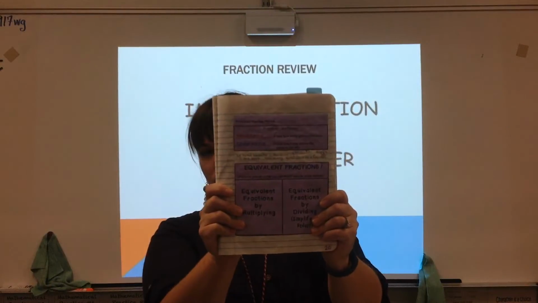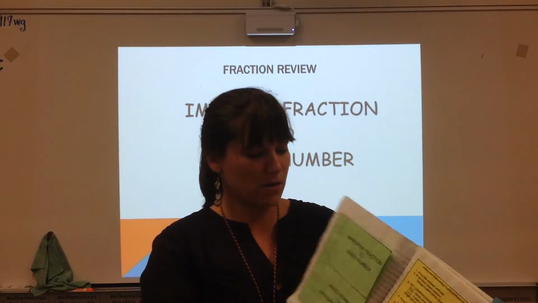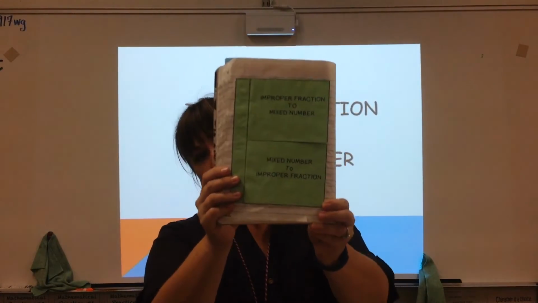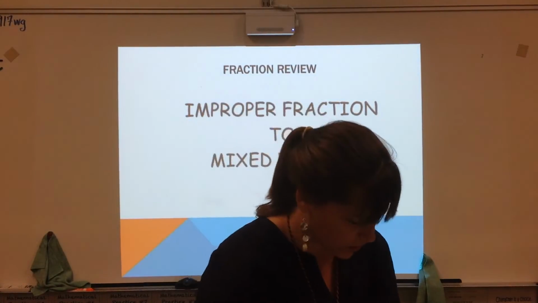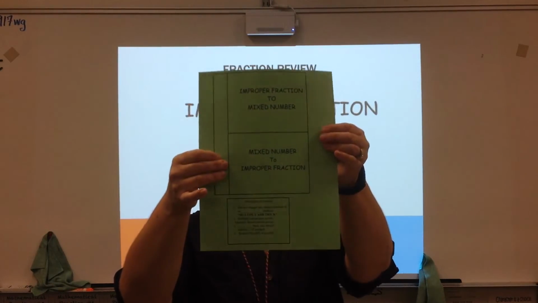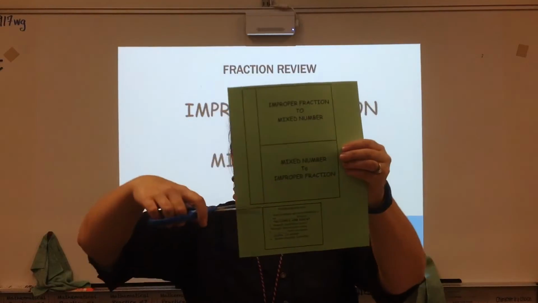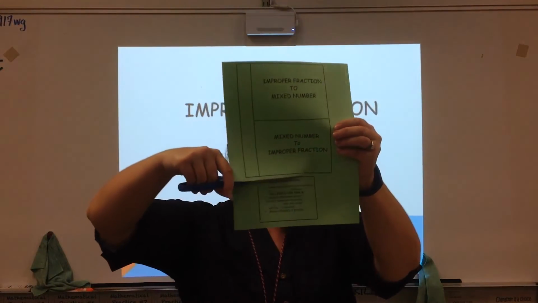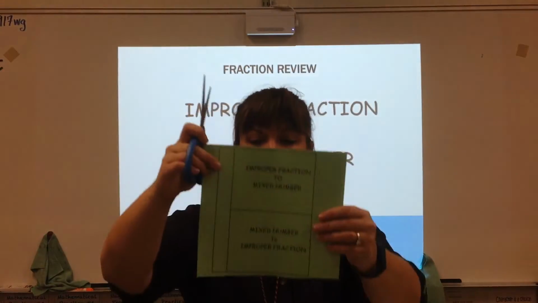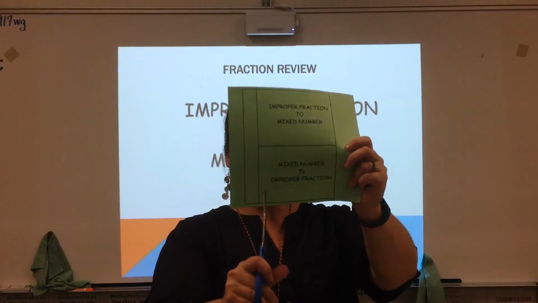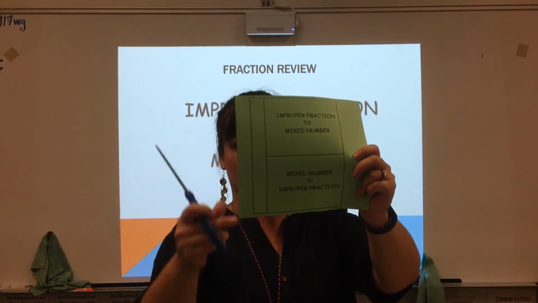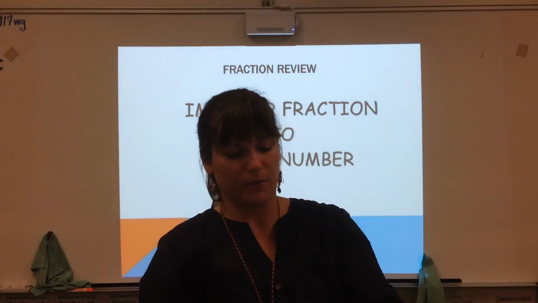So your notebook paper looks like this. You're going to turn to the next page, and then you're going to cut out the foldable that is green and says improper fraction to mixed number, and then mixed number to improper fraction. When you cut this out, this is actually going to be 2 doors. We're going to need this bottom one at the end, so save that. Don't cut this. We're going to fold on this line. This is kind of like the binding of the book.